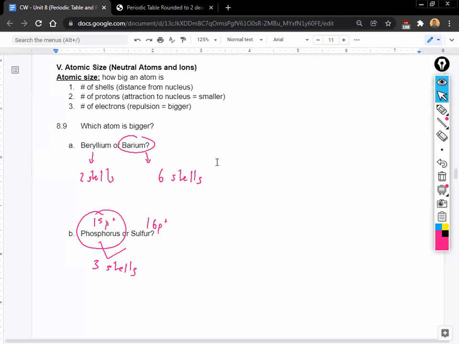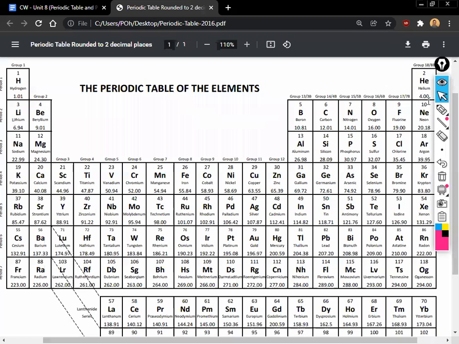All right, so there is a pattern for the atomic size as well. And so we're going to take a look at the periodic table. So we said that barium is bigger than beryllium, right? So as we go down, does it get bigger or smaller? Bigger. And then we said phosphorus is bigger. So as we go to the left, does it get bigger or smaller? Bigger. So this is the exact opposite of electronegativity. As you go to the left and as you go down, the atoms get bigger, which makes sense because electronegativity is how tightly it holds the electrons, right? The tighter it holds the electrons, the closer the electrons are going to be. And so it's just going to be the exact opposite of that.